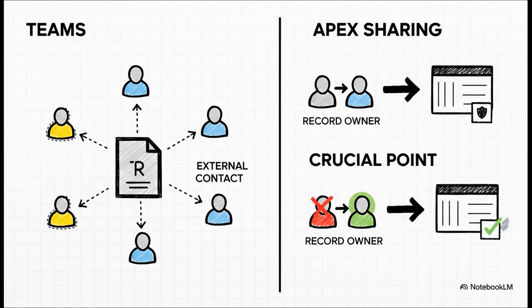Apex Sharing, though, is your ultimate power tool. You can code literally any sharing logic you can dream of. But, and this is a huge but for architects, you have to use a custom row cause. That's your custom reason for the share. Without it, Salesforce will just wipe out your custom share the next time the record owner changes.